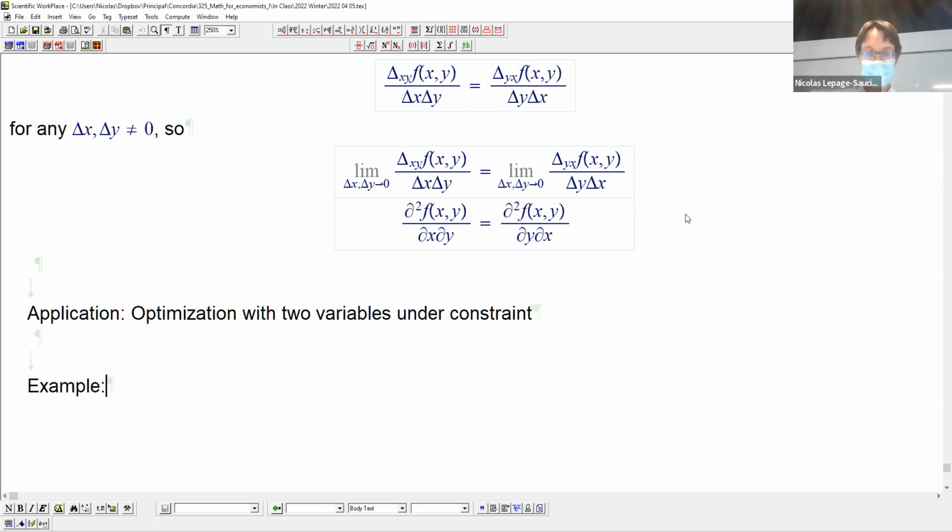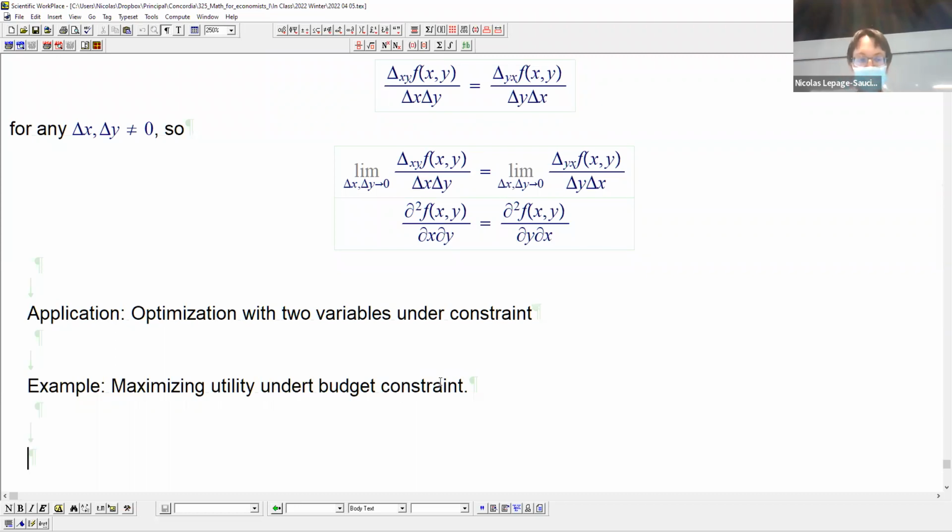Example: utility under budget constraint. All right, so we already did some of it. It's just that we didn't check for second order conditions. But this way we can, since we have partial derivatives, then we can check for second order conditions.